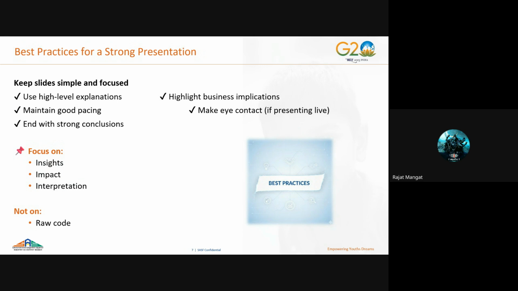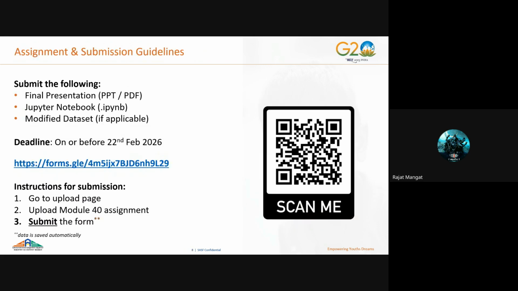Highlight business implications and make eye contact. Eye contact is very necessary if you are presenting live. It shows your confidence. Focus on insights, impact, and interpretations. Okay. What insights have they generated? What is the impact they have created? What is the interpretation of what you are saying? Not on raw code.